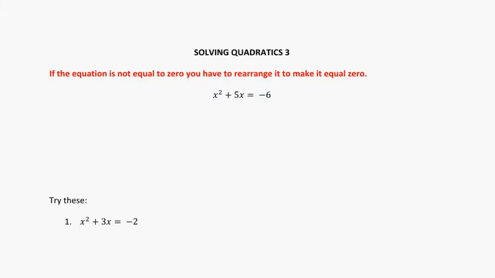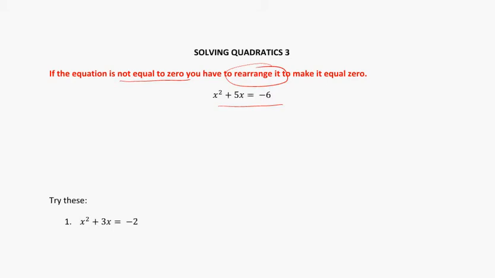This is the last in our series of solving quadratics, and in this case we're going to look at ones where you're given an equation and it is not equal to 0. Now what you must do is rearrange it so that it does equal 0. Right, now the basics here: if you change a letter or a number from one side of the equal sign to the other, you have to change the sign.